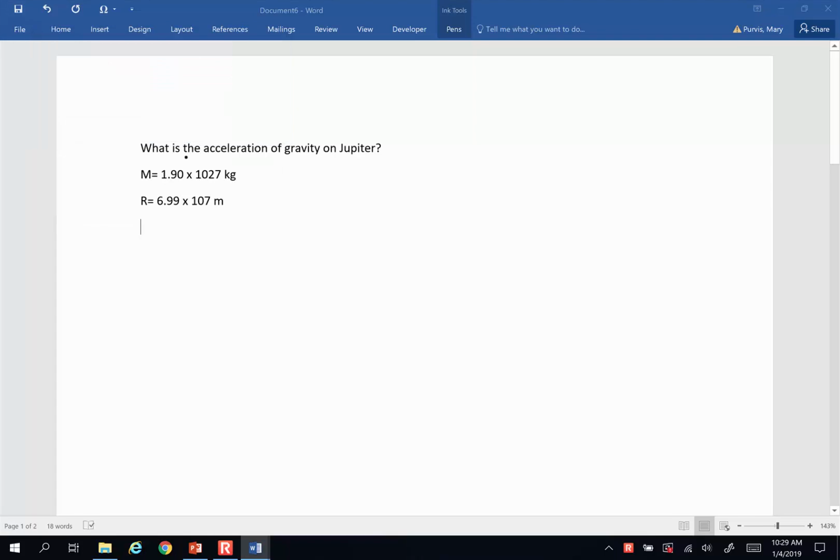Hi, ladies and gents. We're going to accelerate. We're going to calculate the acceleration of gravity on another planet. And I chose Jupiter. You could choose any planet as long as you know the mass and the radius. And this is how this works.